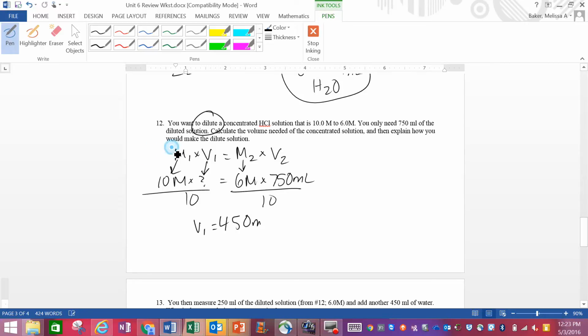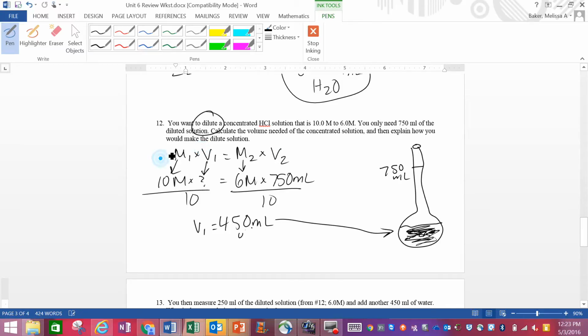450 milliliters. So what that means is I'm going to have a volumetric flask where the line is at 750. I'm going to put in, it's kind of a lot on this one, this is my really concentrated stuff, I'm going to shade it in, 450 milliliters of the 10 molar solution. And then I'm going to fill the rest of the way with water. And when I shake it up, this whole thing becomes a concentration of 6 molar.